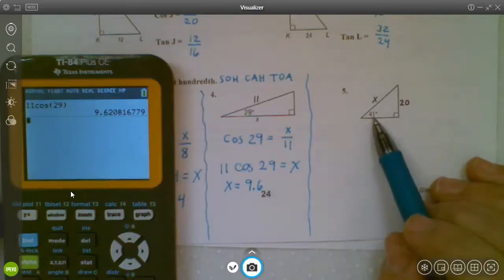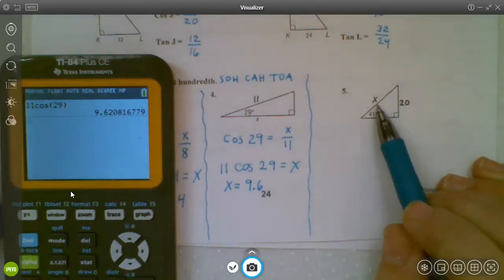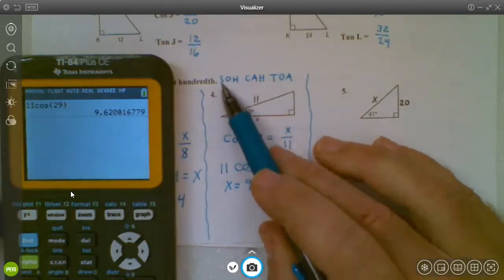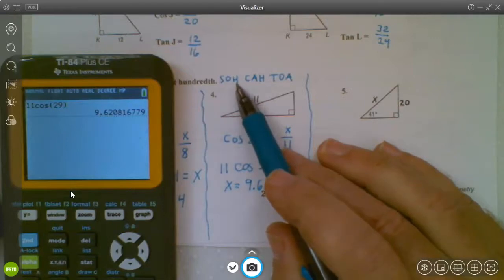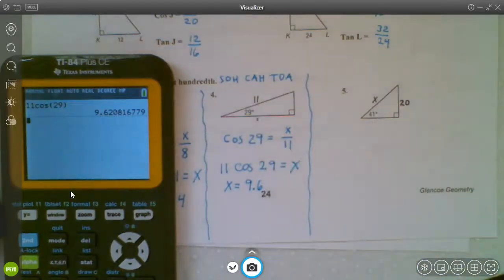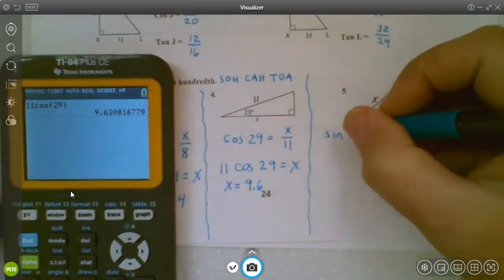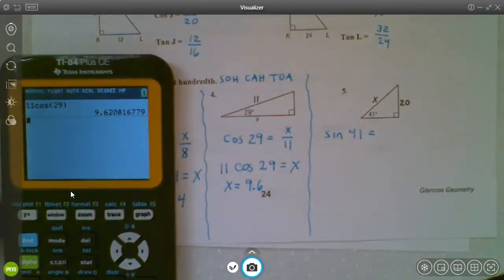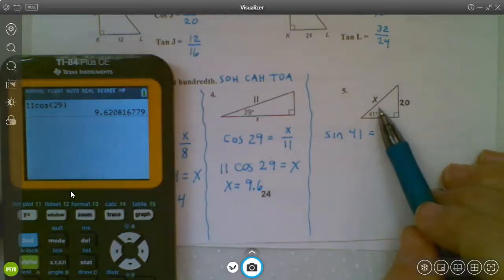As I look at this angle, I can see that I'm working with the opposite leg and the hypotenuse. So as I go back to this setup here, I can see that my sine function is the one that works with an opposite leg and a hypotenuse. So I'm going to set this one up again with a sine function. So I'm going to say the sine of my angle, so sine 41. And then on the other side, I got to put the sine ratio. So sine does opposite over hypotenuse.